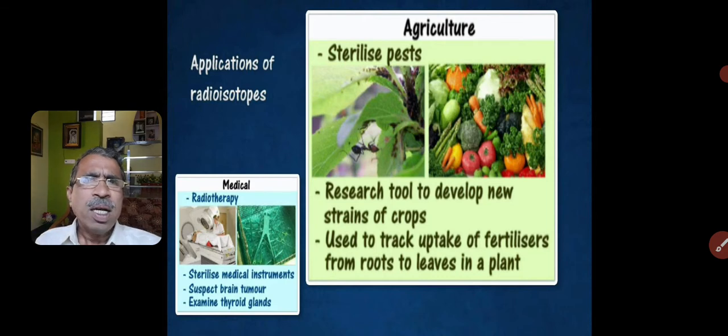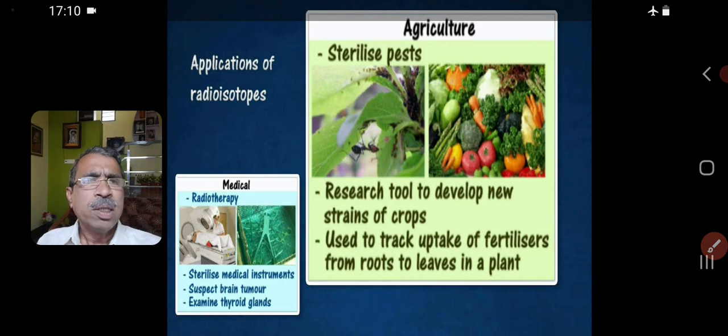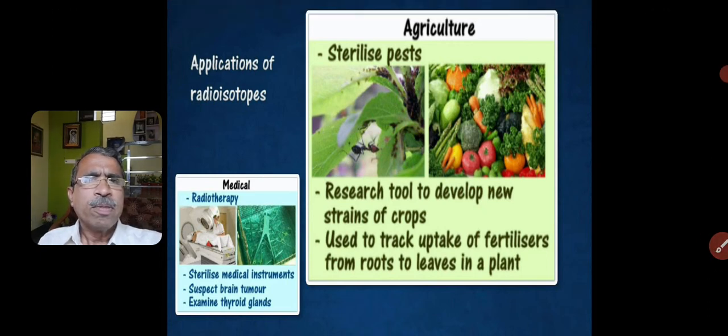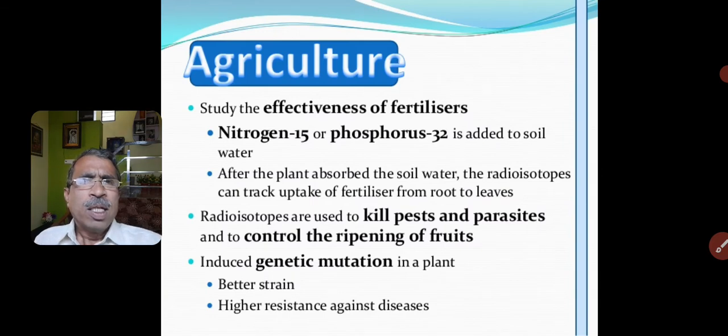Here I have shown the applications of radioisotopes. So in the agriculture, the research tools to develop new strains of crops, and it is also used to track uptake of fertilizer from roots to leaves in a plant. So in this slide I have given the applications of these radioisotopes in agriculture.